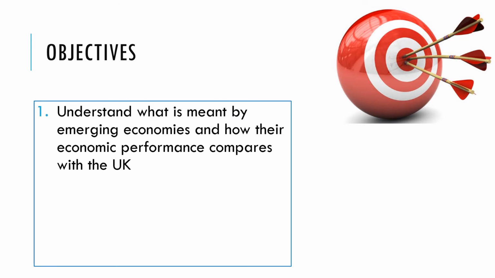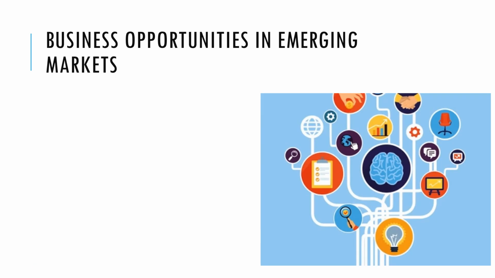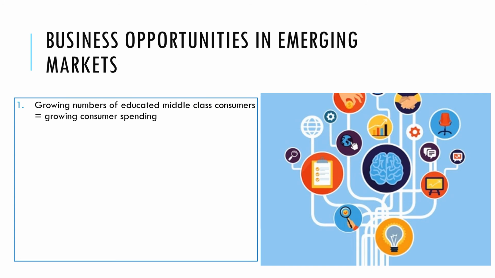Okay, so we've looked at emerging economies and how their economic performance compares with the UK. We're now going to look at the implications of these growing economies for individuals and particularly businesses. These growing economies present many business opportunities. For example, there's a growing number of educated middle-class consumers, and these types of consumers are particularly important because they have higher disposable income and are a significant driver of growing consumer spending.